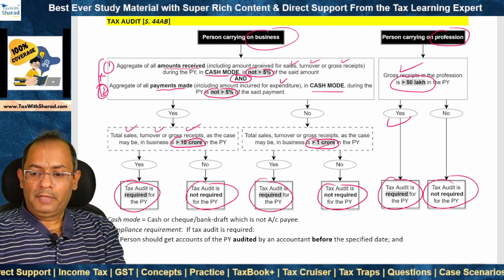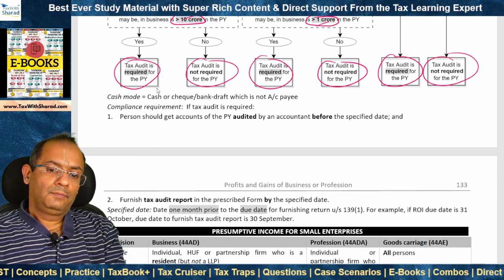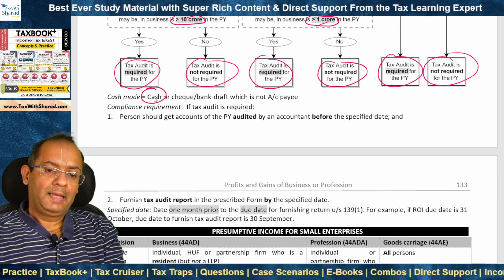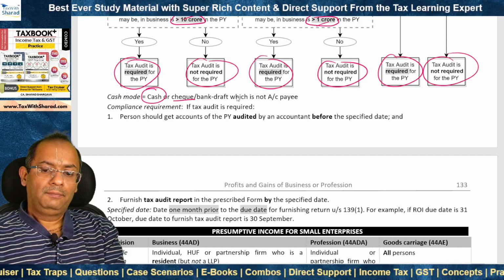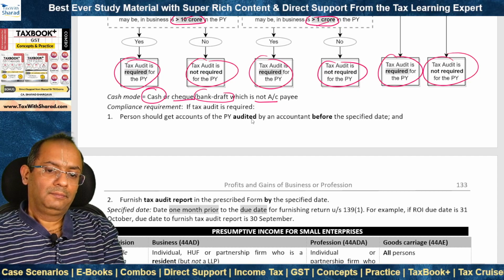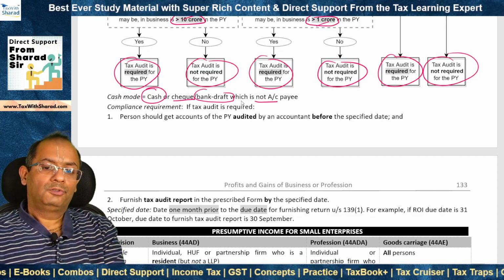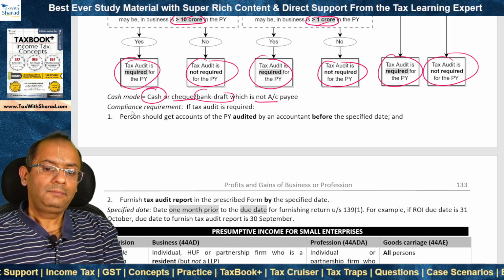Now, what is the meaning of cash mode? So cash mode is what? It is cash, and it includes check which is not account payee and bank draft which is not account payee. These three modes of payments are considered as payments or receipts in cash mode.